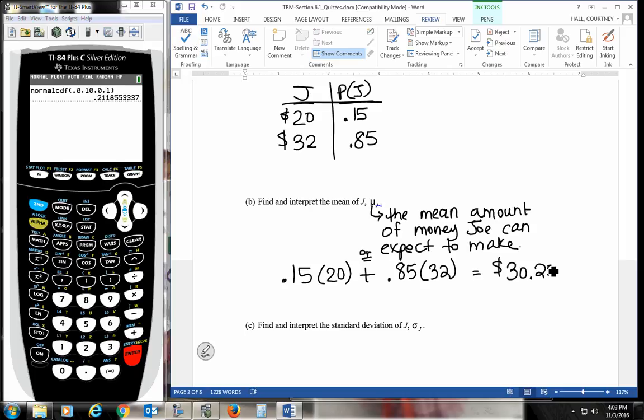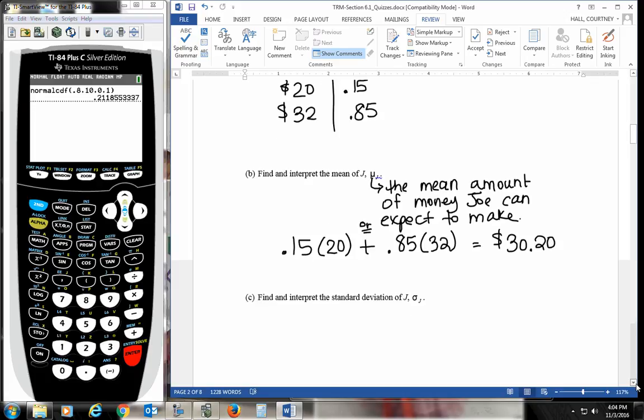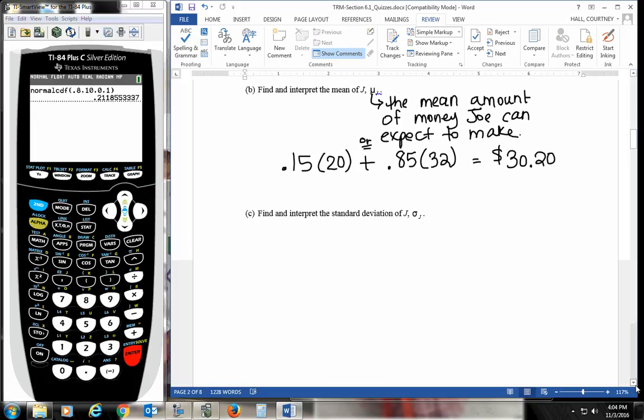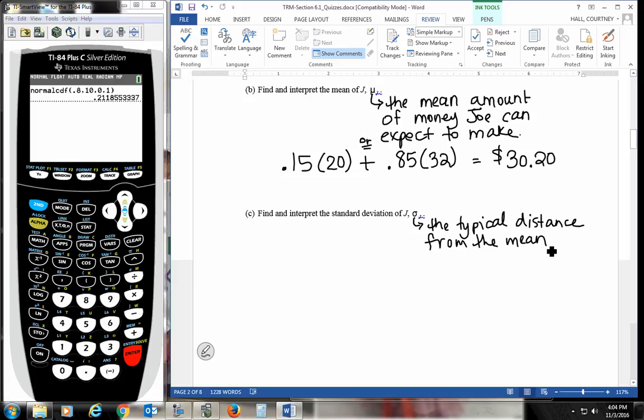Okay, part C, find and interpret the standard deviation of J, which we're going to use symbols of sigma J, or variable sigma J. So I'm going to scroll that up again. Okay, this is like the average distance. The answer key uses the typical distance instead of average, but it's the typical distance that each customer would be away, or each data point would be away from the mean. So they say the typical distance from the mean, which is the $30.20 that you found previously, for each individual customer.